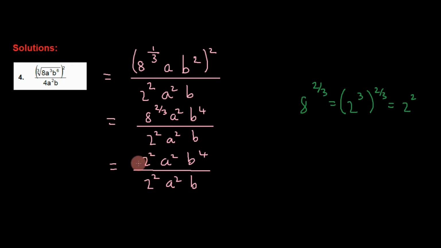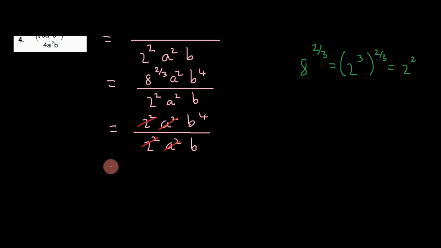These factors cancel, and we're left with b to the 4 divided by b. We're dividing, and the bases are the same, so we can subtract the powers. So it's b to the 4 minus 1, which is b cubed. Let's look at the last of your answers here.